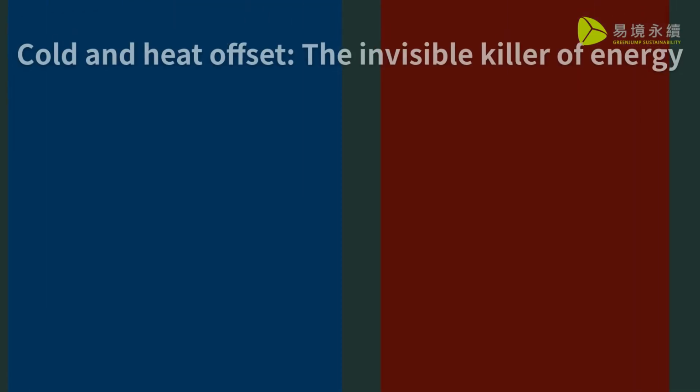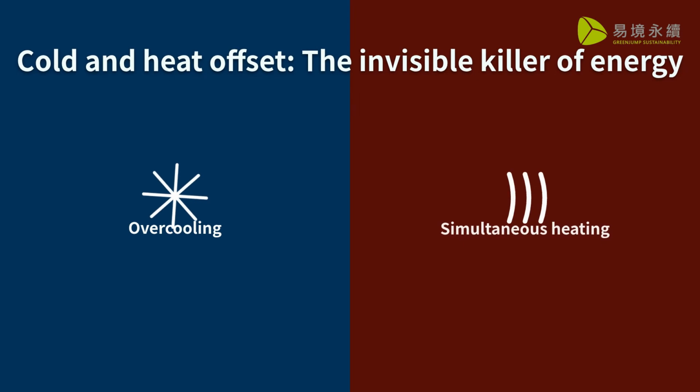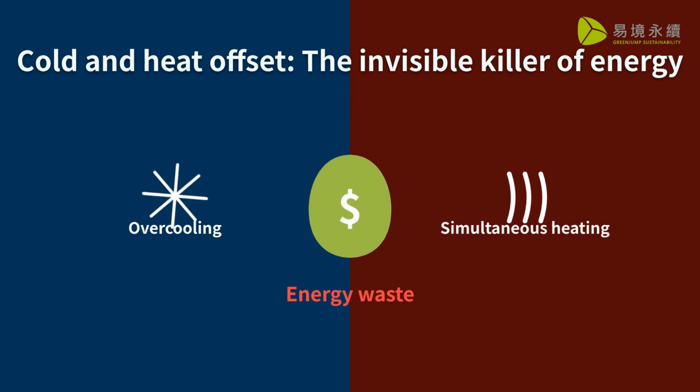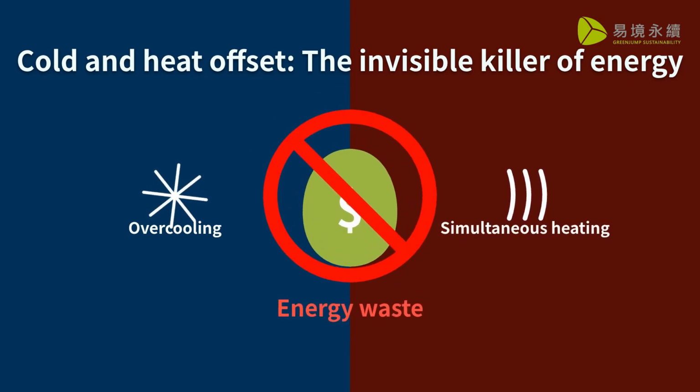Imagine this: it's only 15 degrees outside, but your building's air conditioning is still desperately producing 7 degrees of ice water to send to every room. What should I do if the room is too cold? I have to spend money to heat it back up. This is the left-hand cooling, right-hand heating energy waste caused by the offset of cold and heat.